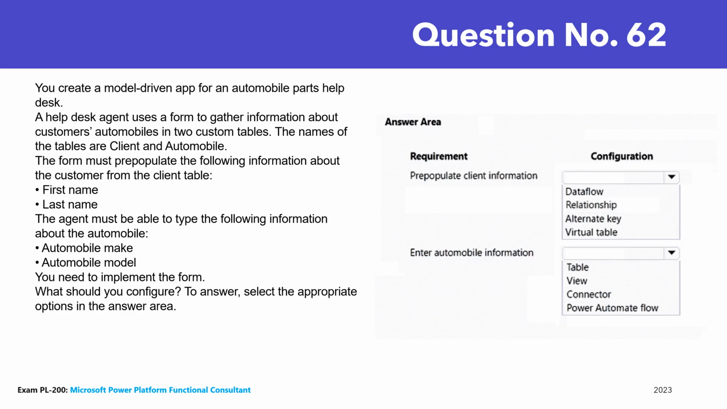You need to implement the form. What should you configure? To answer, select the appropriate options in the answer area. Requirement: pre-populate client information. Configuration: virtual table. Enter automobile information. Configuration: connector.